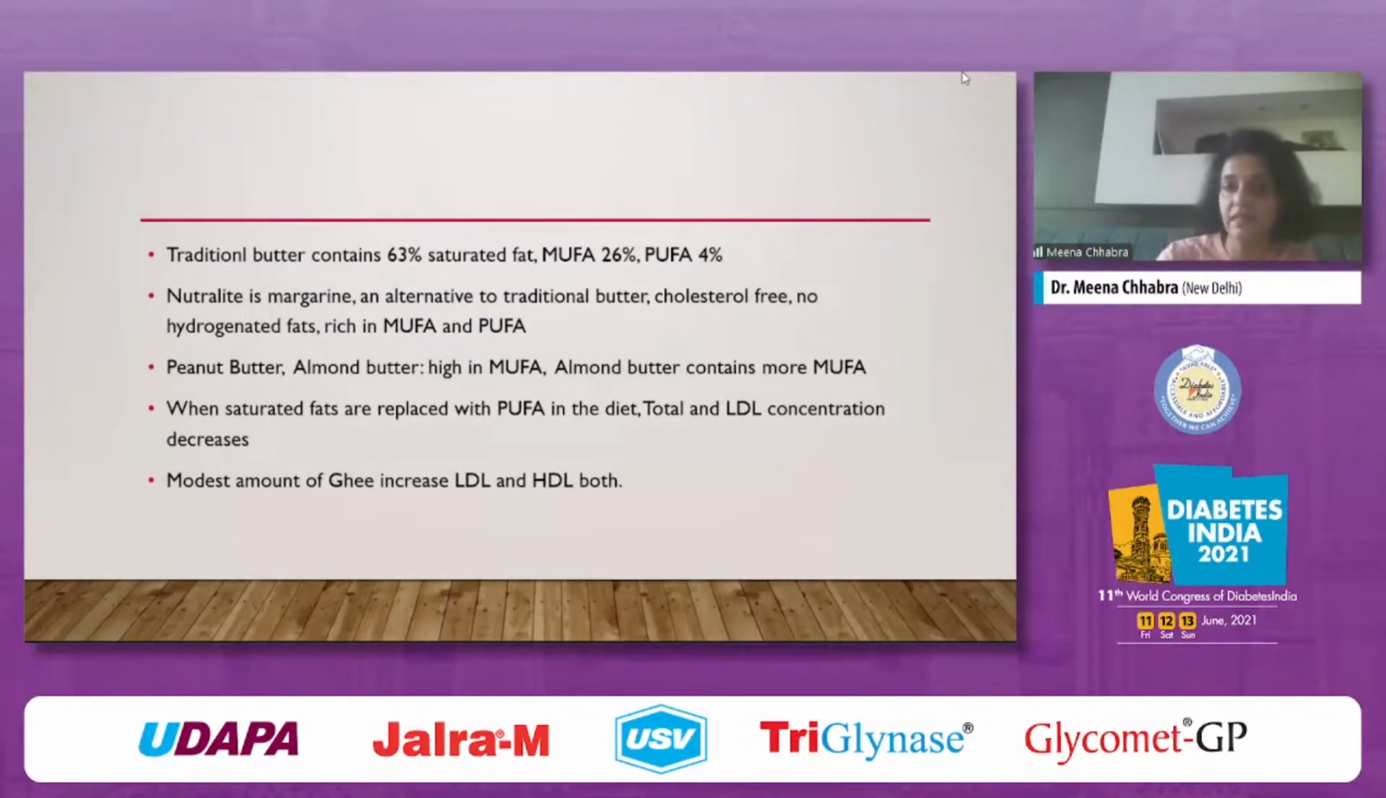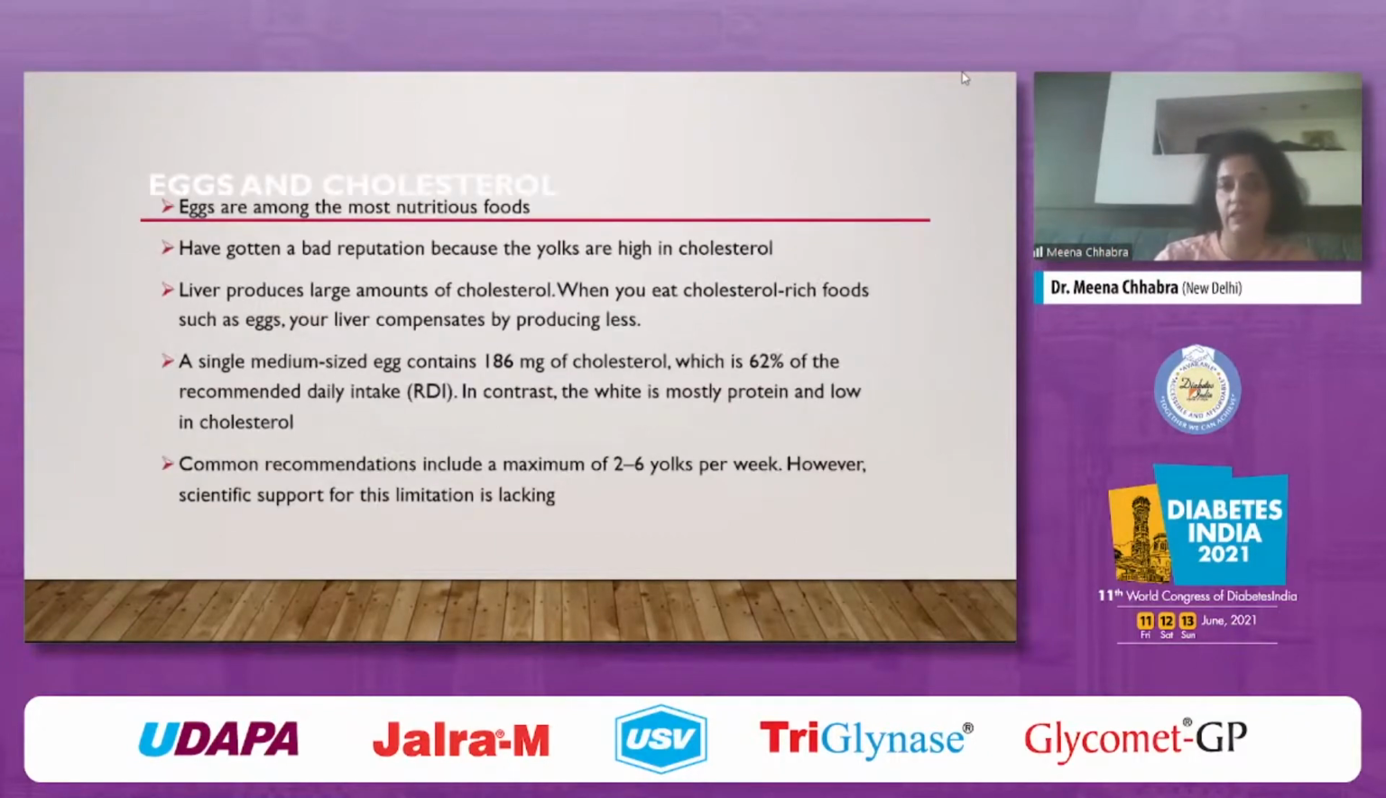such expensive substitutes. Now, it's important that when saturated fats are replaced with PUFA in the diet, total cholesterol decreases, LDL concentration decreases. But like a modest amount of ghee, like I just told you, may increase LDL, but also the good cholesterol, HDL.